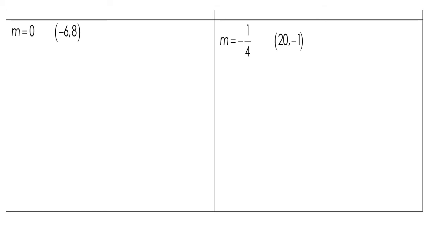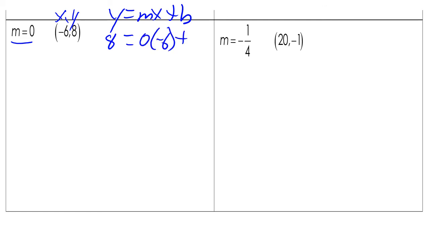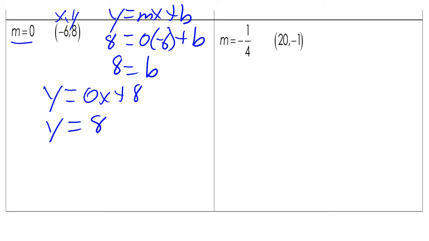This time the slope is 0. Our point is (-6, 8). I start by writing y equals mx plus b. y is 8, slope is 0, x is -6. 0 times -6 is just 0, so I'm just going to write b is equal to 8. Oh, how about that? Done. y is equal to 0x plus 8, or even better, y is equal to 8.